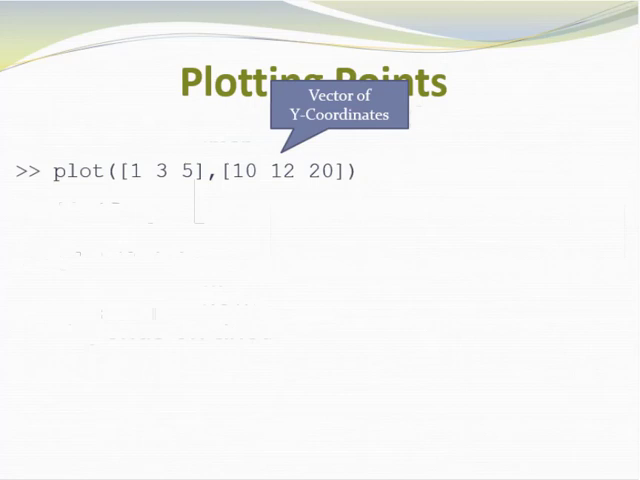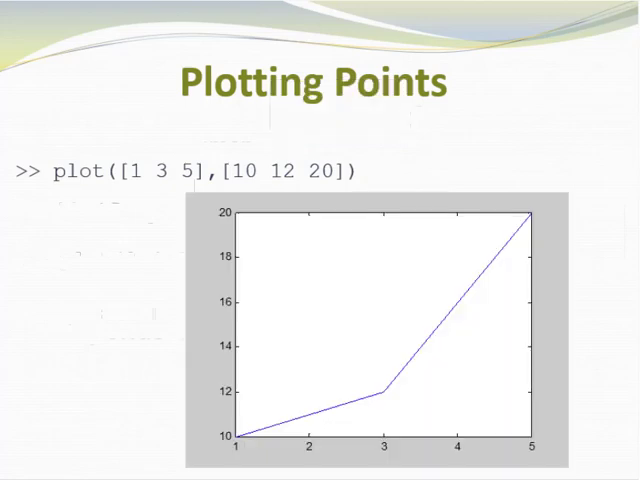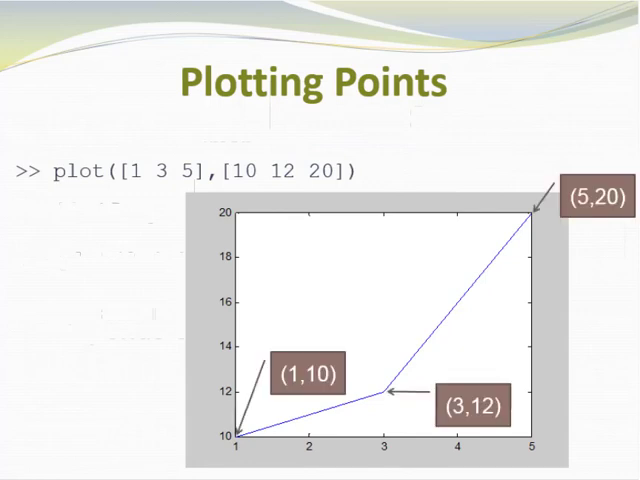I have a corresponding set of y-coordinates, 3 y-coordinates, also entered in as a vector, and if I run this command in MATLAB, I get 3 points. Notice that my points are automatically connected by lines, and those lines are blue. That's the default format. MATLAB will connect your points with blue lines.